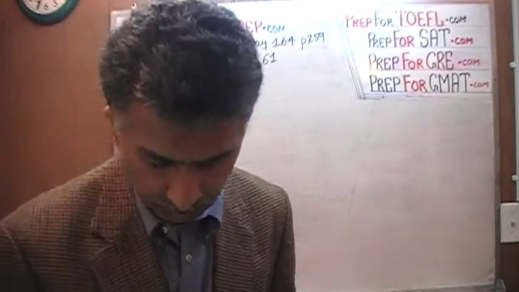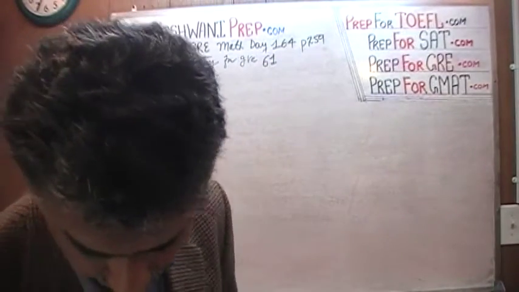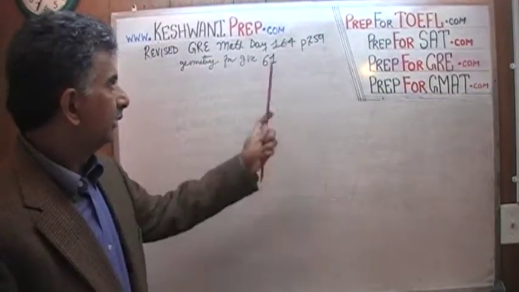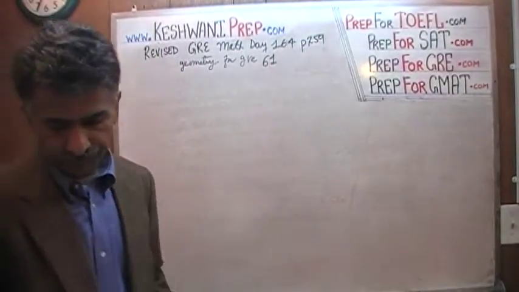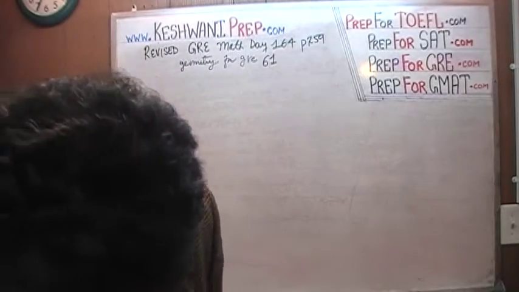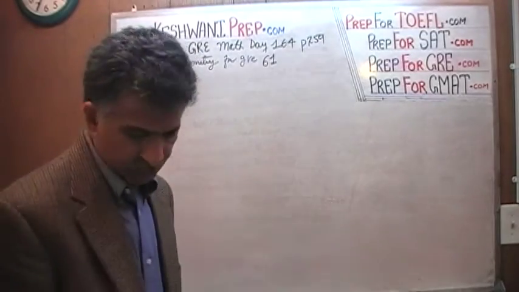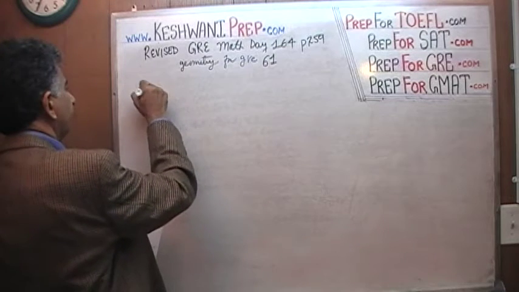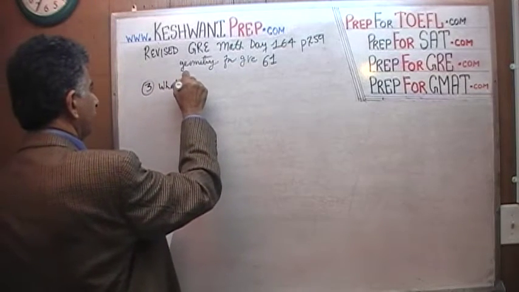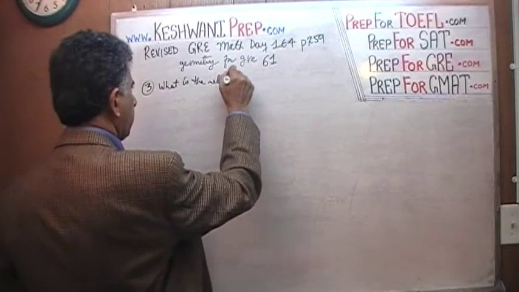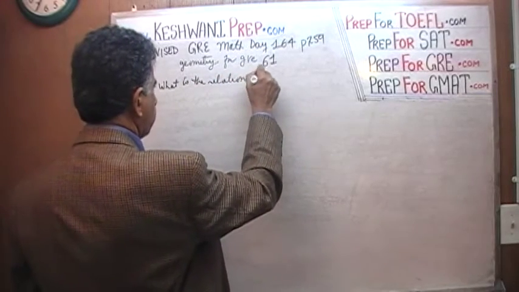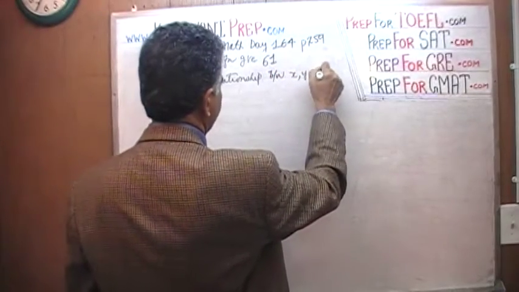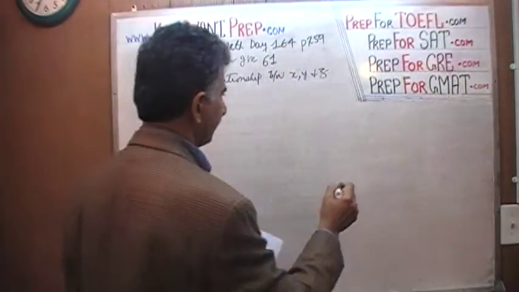The problem that we are about to solve is the one that you will find on page number 259. Page 259, today is our lesson number 164. Let's take a look at it. They're simply asking you what's the relationship between x, y, and z. Problem number 3. What is the relationship between x, y, and z? And the picture is right here.